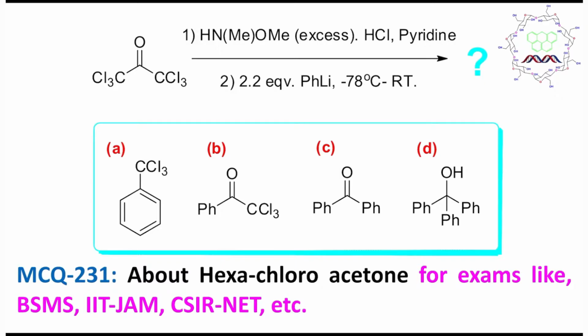Today's topic of discussion is one MCQ about hexachloroacetone. So as usual, students, I first request you please read the question carefully. What reactant is given, what reagents are given, and what is asked: what is the major product of this reaction. And here you can see 4 options are provided and one of them is the right answer.